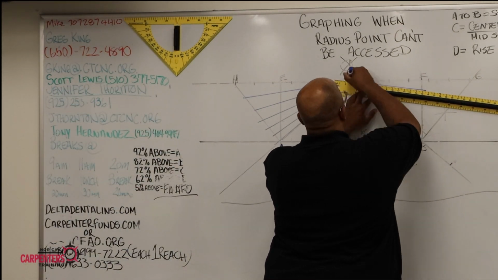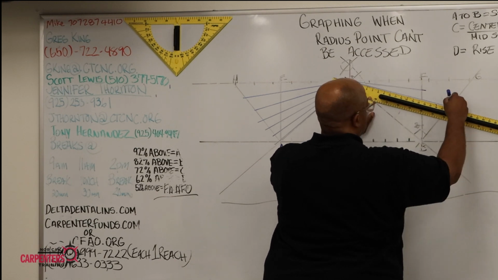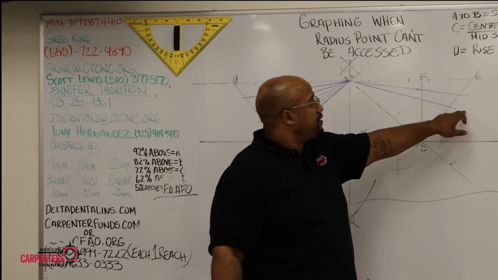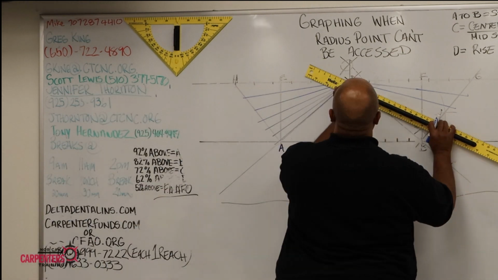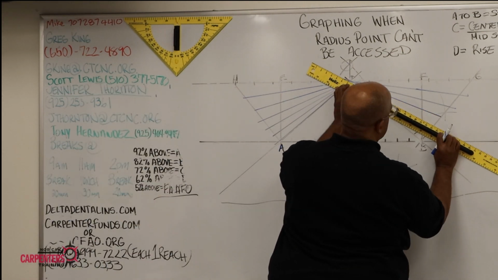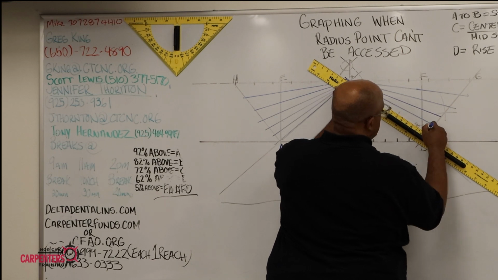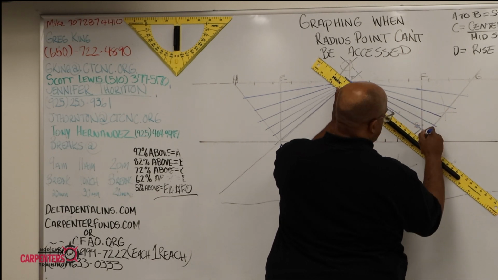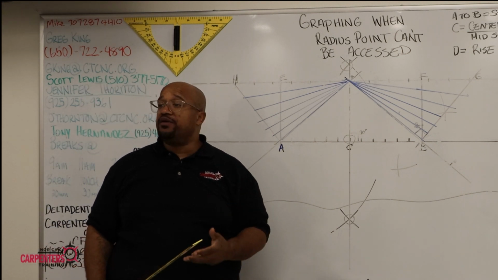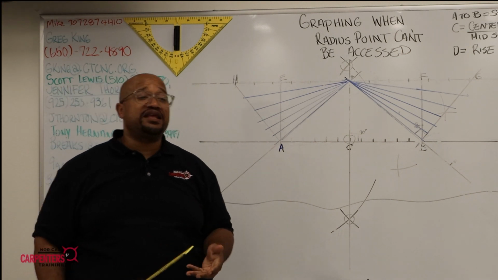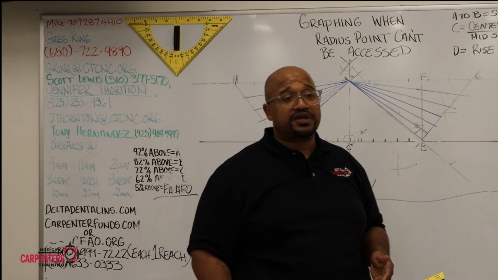When you draw your lines, make sure you intersect this line here. So from your G to your B, you got to make sure you intersect that line with your lines that you're drawing in, okay? Same with your H to your A. You see how I extended those lines? But at times, this is the only thing we can do when our radius point is not accessible, okay?